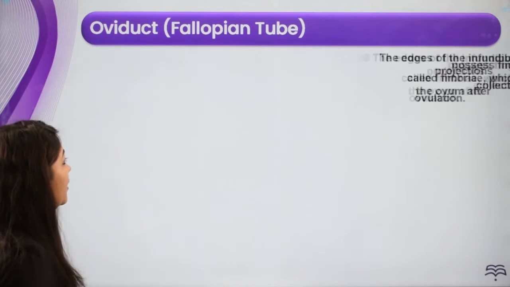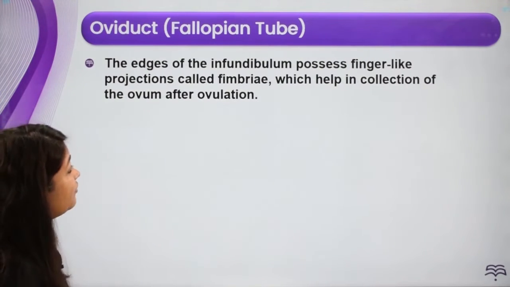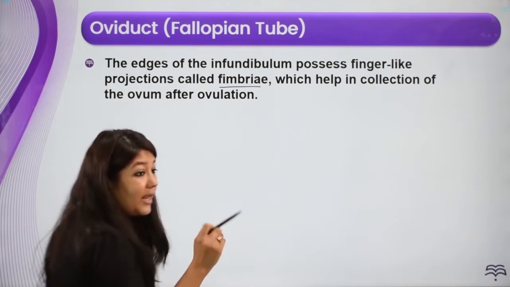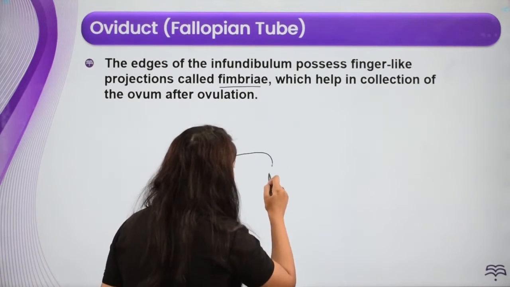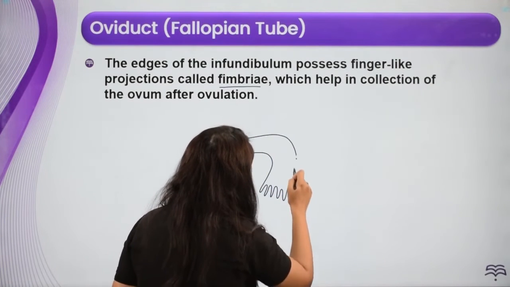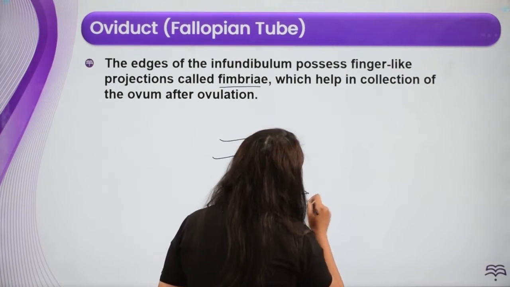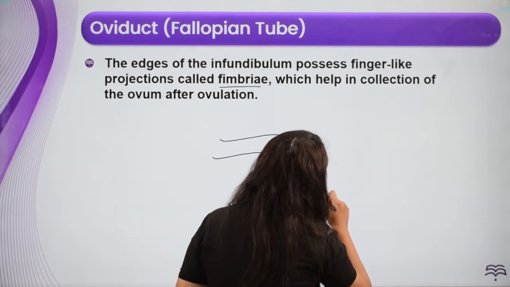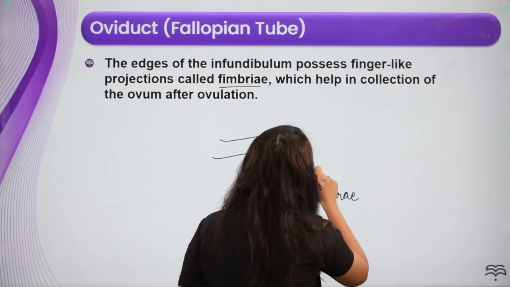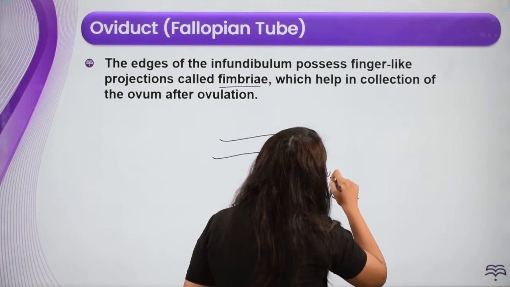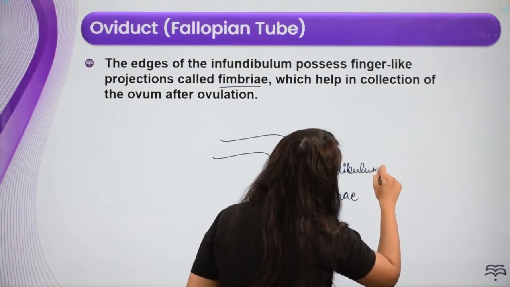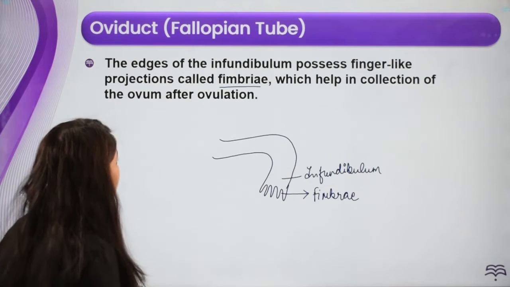We are calling it the infundibulum. All right, then the edges of the infundibulum possess finger-like projections which are called fimbriae. Right? This is how we draw them. Right? So these finger-like projections are fimbriae, and this part is the infundibulum, the one which is closest to the ovary. This is the infundibulum. All right.